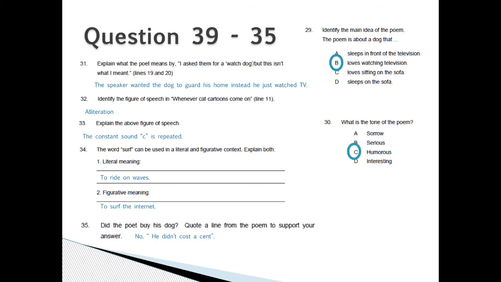In question 35, we need to work out whether the poet bought his dog, and we needed to have a line from the poem to support our answer. And the answer is no, because in the poem it says he didn't cost a cent.